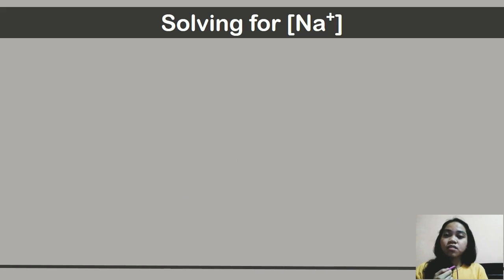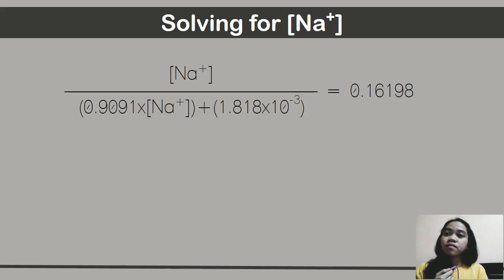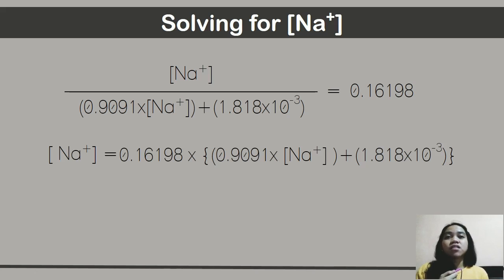Okay, moving forward, we need to transfer the log there to the right side. So there is an antilog there. So antilog of negative 0.7905 is just 0.16198. So here we go. We're nearing the end. So we need to multiply the denominator to the right side of our equation, and then that will be that.